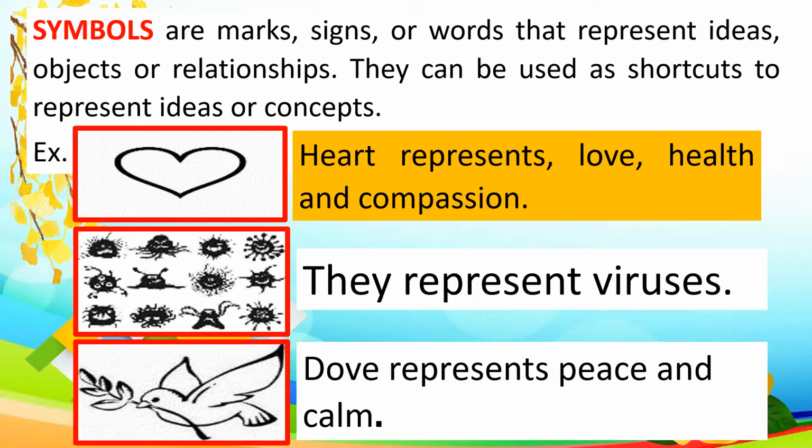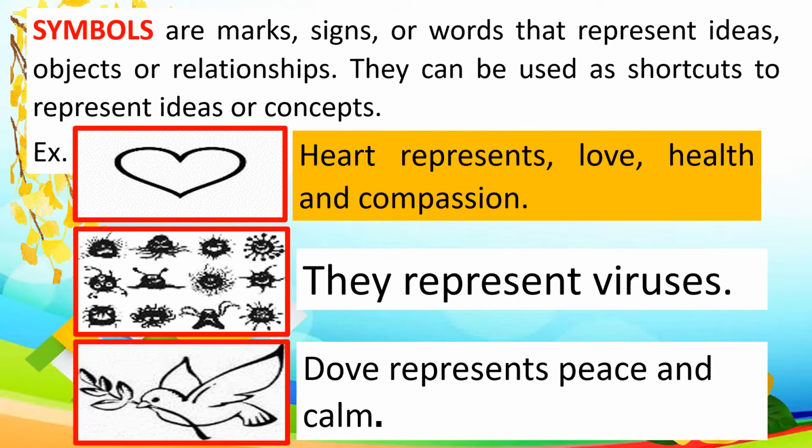And we have the last one, we have the symbols. Symbols are marks, signs, or words that represent ideas, objects, or relationships. They can be used as shortcuts to represent ideas or concepts. So here are the examples. Actually, there are different kinds of symbols, but these are the commonly used.